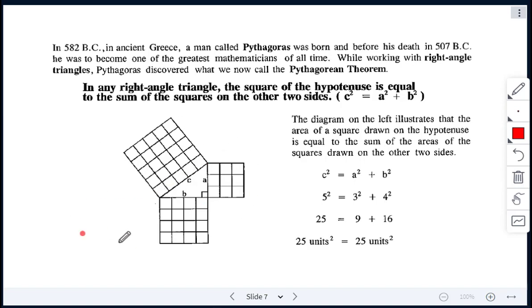So in this diagram, we're looking at c squared, which has a side length of 5. So 5 squared, which would become 25. Our a is a side length of 3. 3 squared gives us 9. And then side b, which has a side length of 4. 4 squared is 16. Now on both sides, we end up with 25. So 25 is equal to 25 units. Therefore, this is a right-angled triangle.